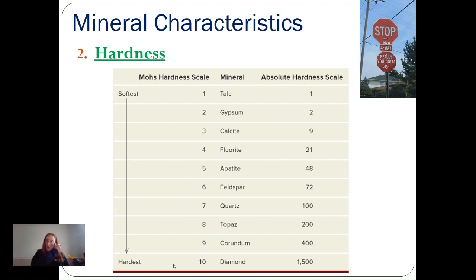We have different ways of measuring the hardness. So we can use pennies. If you can scratch a penny with a mineral, it will have a hardness of 3 or greater. You can use your fingernail. So if you can scratch a mineral and leave a scratch on it with your fingernail, it has a hardness of 2 or 1. Then we also use glass plates.